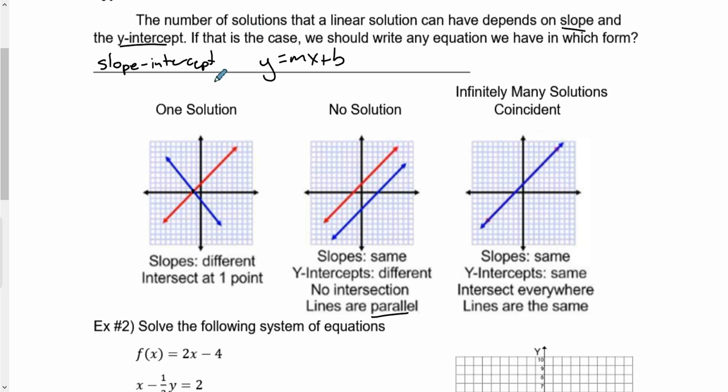The special part, which I did allude to last unit, is that there could be an infinite amount of solutions. Now, another term for that is they're coincident, or coincident, however you pronounce it. I'm fine with both, but they're basically meaning slopes are the same, the y-intercepts are the same, they intersect everywhere, the lines are, in all practicality, the exact same.